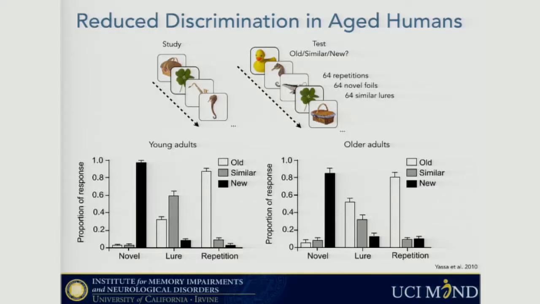If you compare older adults and young adults, what you see is that their ability to say to a completely new item, that this is a new item, is unchanged as a function of age. So novel and novel, pretty good performance. If it's a repetition, you're pretty good at saying, I've seen that before. So repetition, target detection, unchanged. The only time you see a difference is when you look at these similar lure items, the tricky items. If you're a young adult, you're much more likely to call that similar, which is the correct response. But as you get older, your tendency to call it old starts to go up.